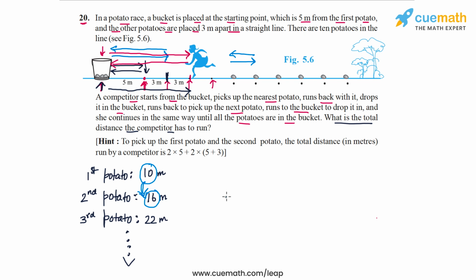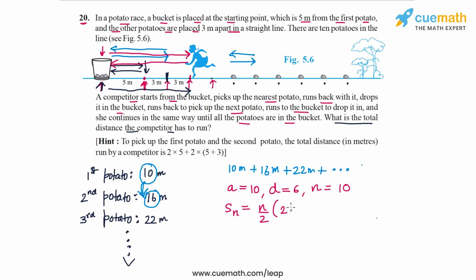So the total distance the competitor will have to travel is 10 meters plus 16 meters plus 22 meters and so on, up to the 10th term. So this is the sum up to the 10th term. So this is clearly an arithmetic progression. The first term is 10, the common difference is 6, and we have to find the sum of this progression for 10 terms. So n is equal to 10. So we will use the formula Sn is equal to n by 2 times 2a plus n minus 1 times d. So let's plug in the values.